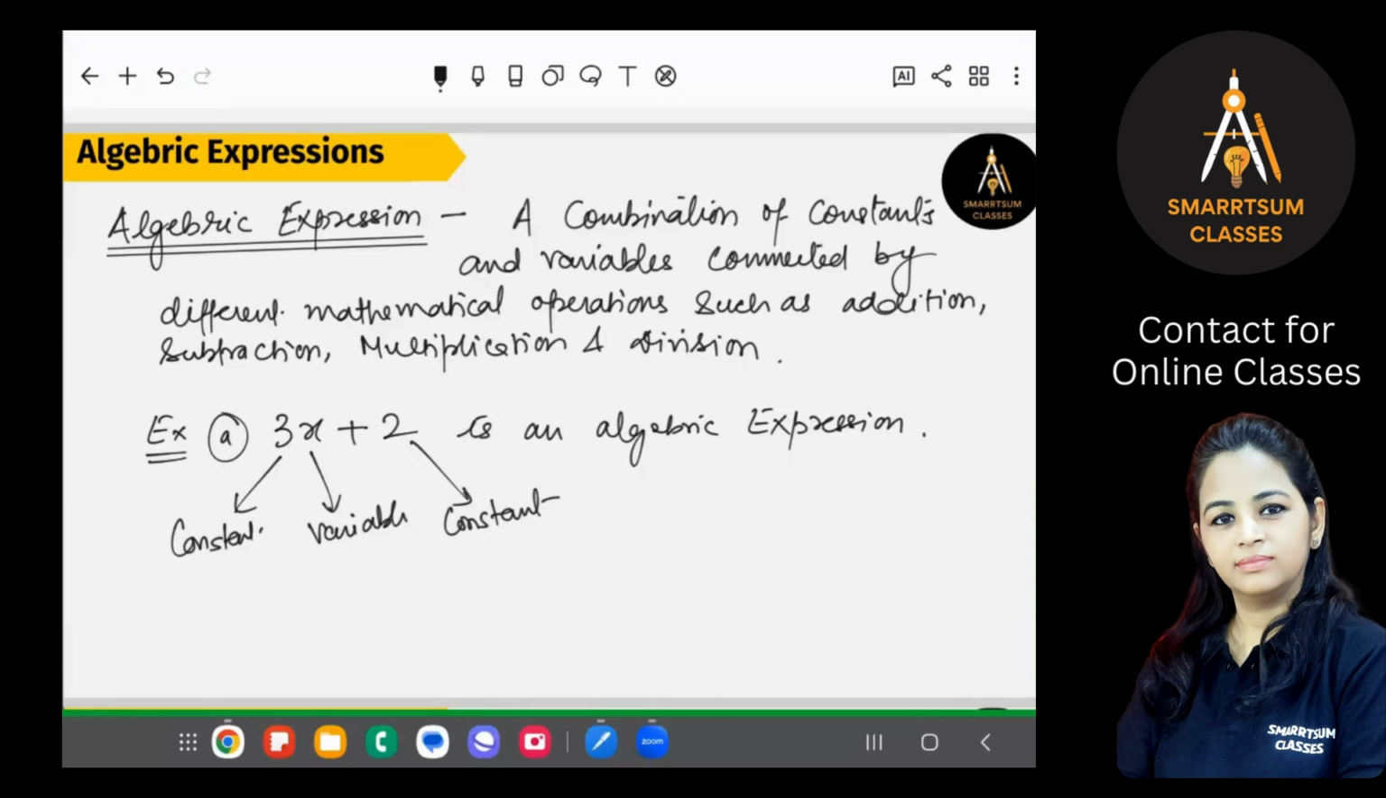And how are they connected? 3 and x are connected by multiplication. Getting it? There is a multiplication in between, whereas 3x and 2 are connected by addition. Or you can say the two terms 3x and 2 are connected by addition, whereas within 3x, 3 and x are connected by multiplication. So within this expression 3x plus 2, there are constant and variables connected by different fundamental mathematical operations.